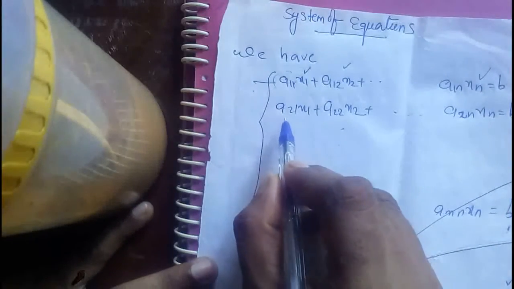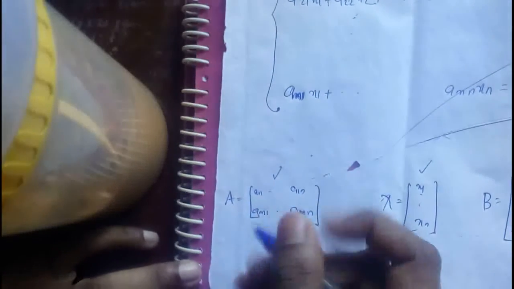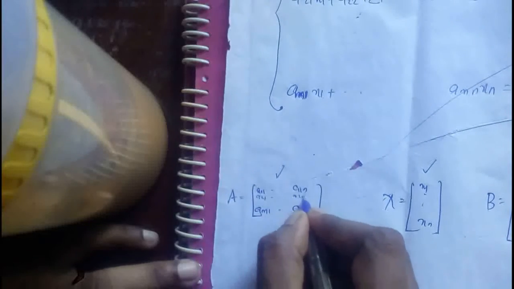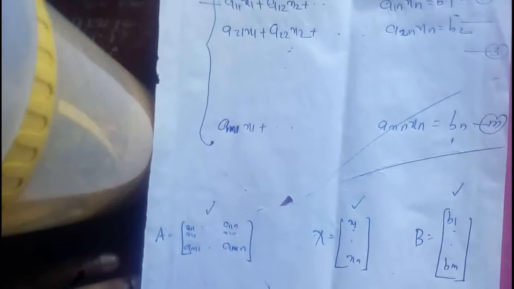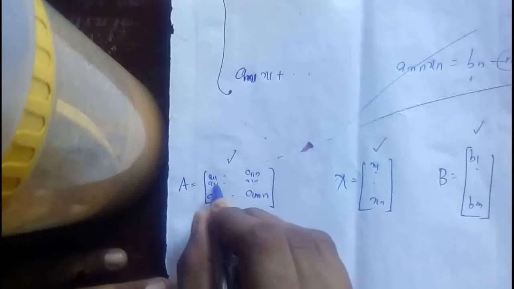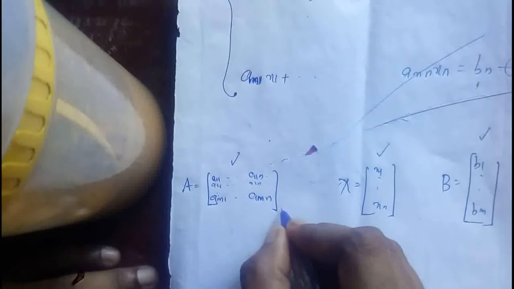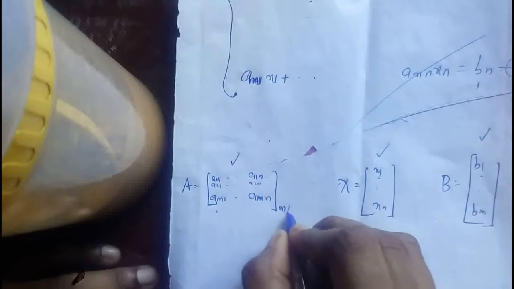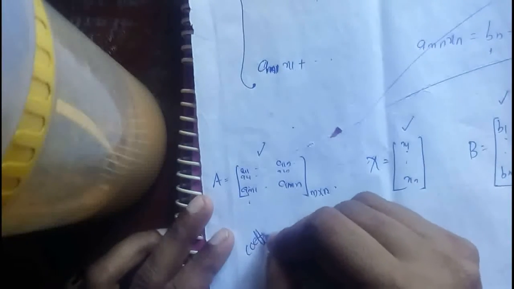Similarly, for the second equation the coefficients are a21, a22, etc. a2n respectively. So we write down the second row. Similarly proceeding, the mth row is the mth equation's coefficients am1, am2, etc. amn. So we got m rows and n columns. So we got an m cross n coefficient matrix. This matrix is called the coefficient matrix.